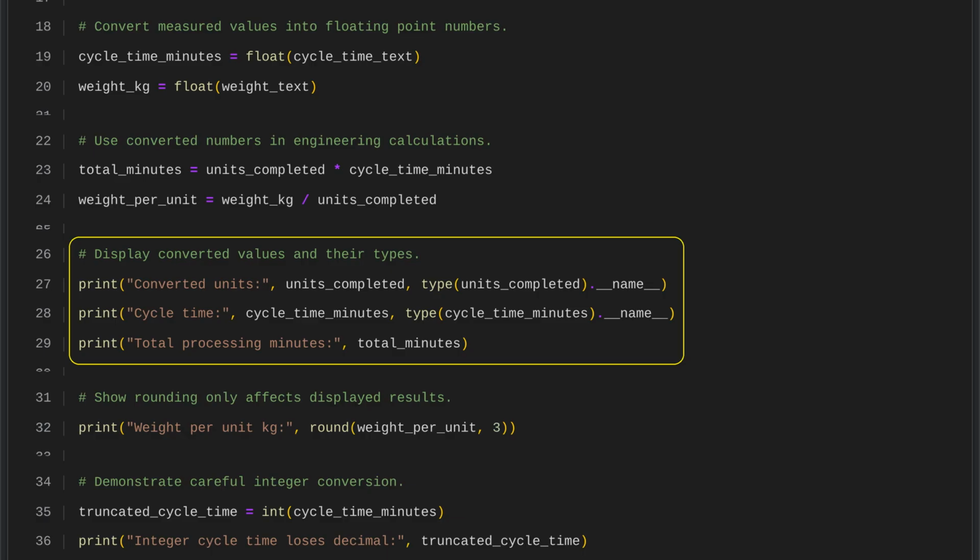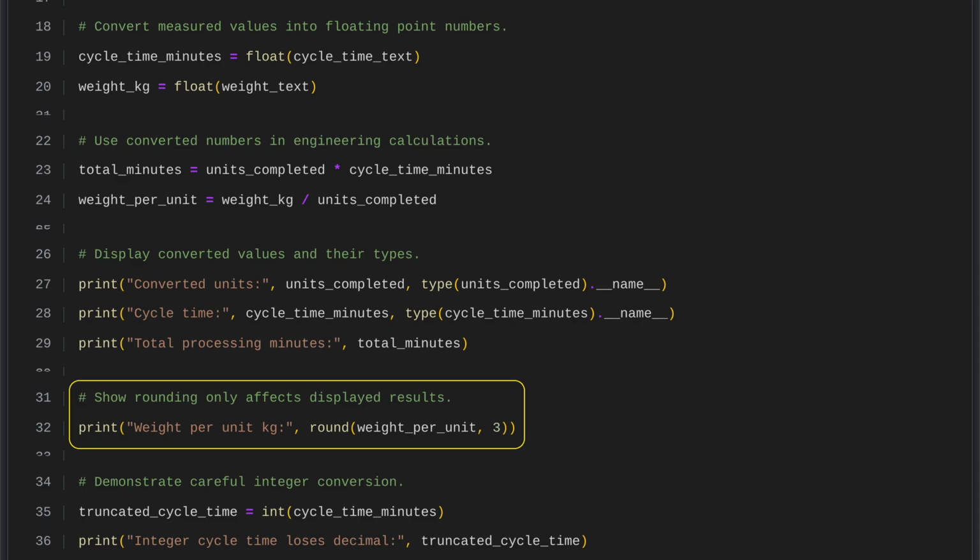The output confirms that the units completed have been converted from text to an integer, and the cycle time has been converted from text to a floating point number. These numeric values are then used to calculate the total processing time by multiplying units completed by cycle time in minutes.